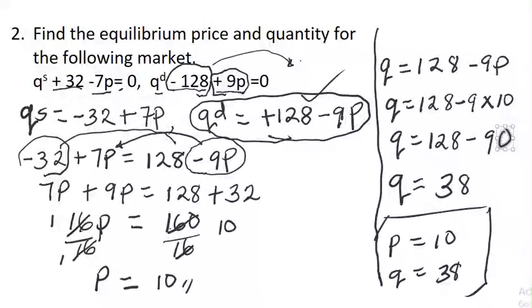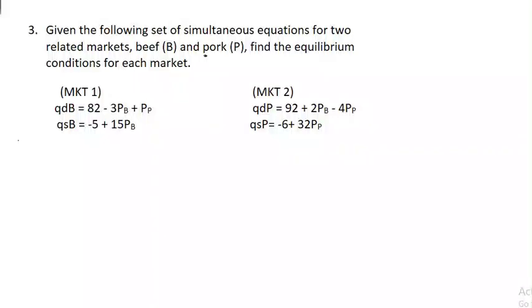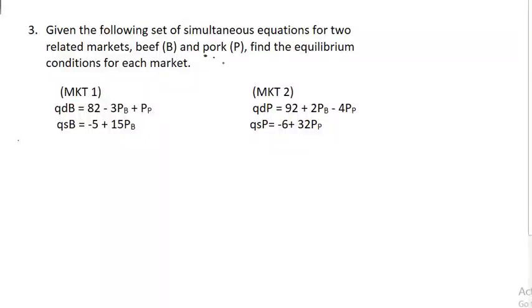Okay, to question 3. Let's look at question 3. Given the following set of simultaneous equations for two related markets, beef and pork, find the equilibrium conditions for each market. Let me split the board into two. We take them one at a time. So for market one, in equilibrium, quantity of supply for beef, market one, equals quantity of demand of beef.